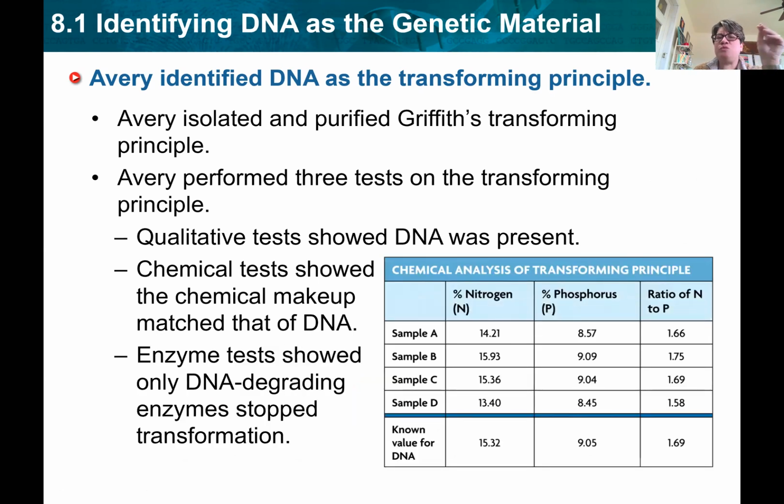But he looked at what was being transformed from those 2 bacteria, and he did qualitative tests, and he found that DNA was present. Then he did chemical tests and said, yeah, DNA is present. Then he did enzyme tests where he put in enzymes that only break down DNA, and it stopped the transformation. It stopped that transfer from the dead harmful S bacteria to the safe R strain. So he's like, okay, these 3 tests are saying the same thing. We're finding that this is probably DNA.